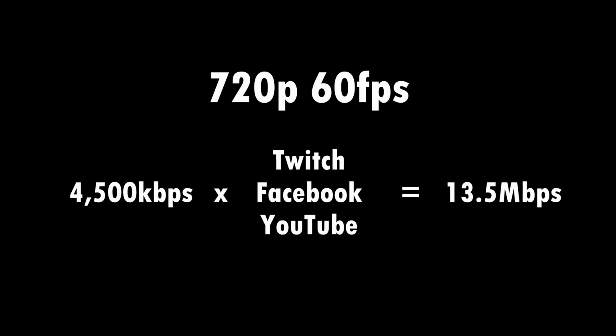So think of it this way, with a standard 720p 60 frames a second stream, getting multi-streamed to 3 platforms, you're uploading 4,500 kilobits a second times 3, which is 13.5 megabits a second. If the upload speed you're getting from your internet provider isn't greater than this, you're going to have an issue. So what can you do if you don't want to spend $16 a month for a restream and your internet upload speed can't handle the multi-rtmp plugin?